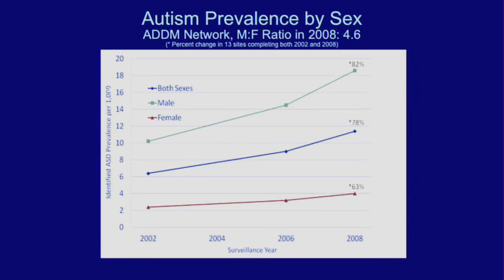This shows how the trends over time in our surveillance data look for sex, and basically in every year that we look at it, we see here's male versus female. It's about 4.5 males identified with autism for every girl, and that's been a consistent finding, and the increase is occurring in both groups, but the relative male to female ratio is staying constant.